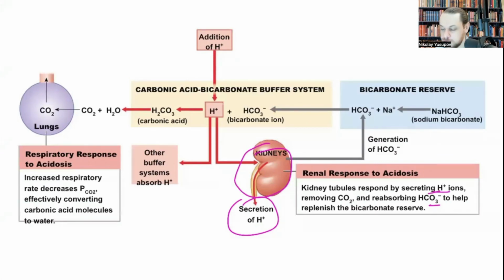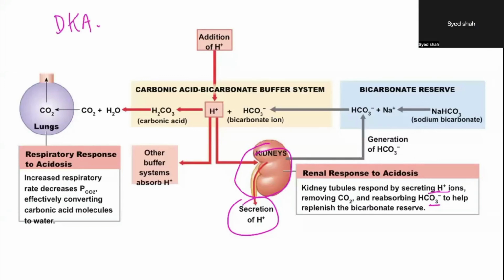So Syed, DKA, what's the underlying problem? Hyperglycemia. Okay. Is it hyperglycemia? What's the main problem? Their cells can't use glucose. They're digesting the fats for energy and making ketones. Very good. So ketones are acidic, and this is what's contributing to this acidosis. How do we stop acidosis?